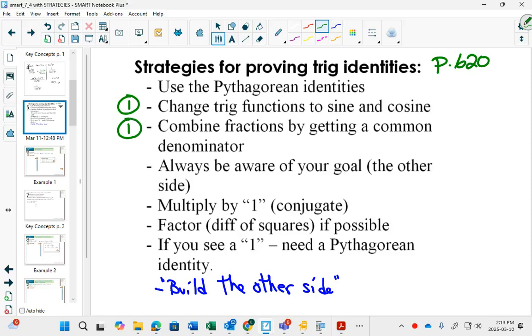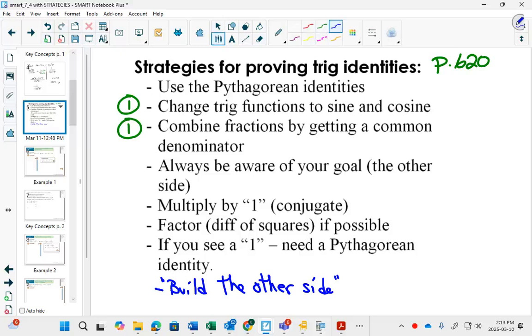Number one is a main strategy, probably the thing you look for most. Should I change things to sine and cosine? Can I add, subtract, simplify fractions to get a single fraction on the other side?